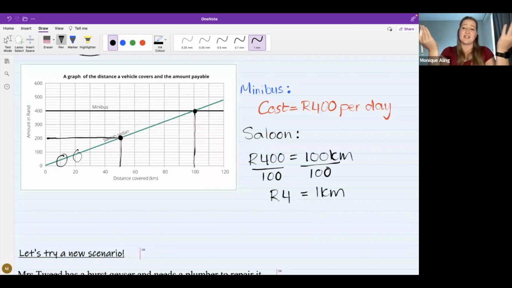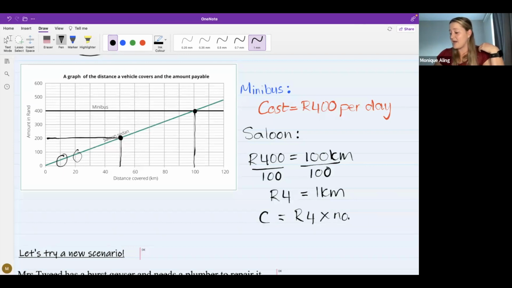So now that I know how much it is for 1, I can make a formula. I could say that my cost is equal to 4 Rand times by X, or you can say times by number of kilometers, or times by distance. I just like to write number of kilometers because we are looking at kilometers specifically, and it goes up 4 Rand for every kilometer traveled. Can you guys see that it is indeed possible to make formulas based on just looking at a graph? Is everyone happy with this?